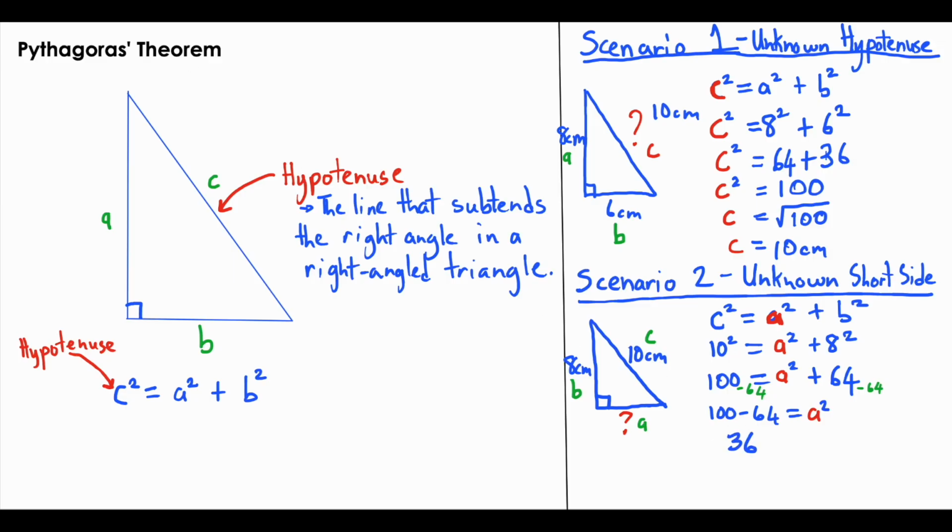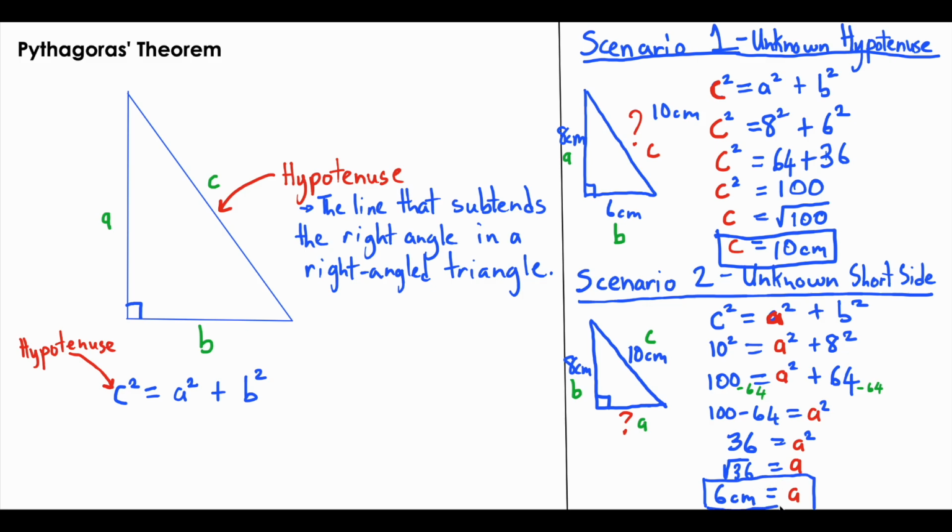36. Starting to sound familiar now? So then we have a squared. So what's the opposite now? What do we have to do to get the a? Find the square root. So we're going to say square root of 36 is equal to a. So what can I say a is equal to? 6 centimeters. All right. So that's how we calculate for scenario 1 and scenario 2.